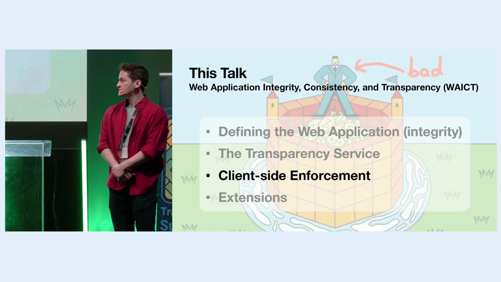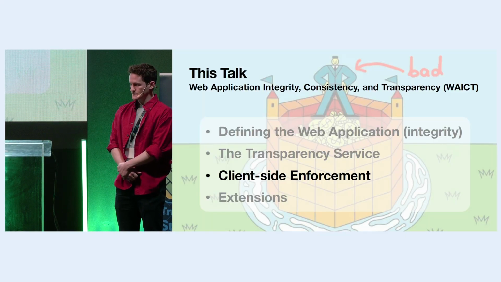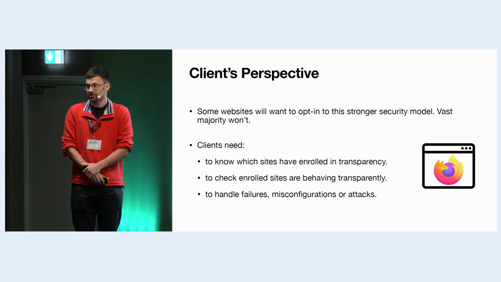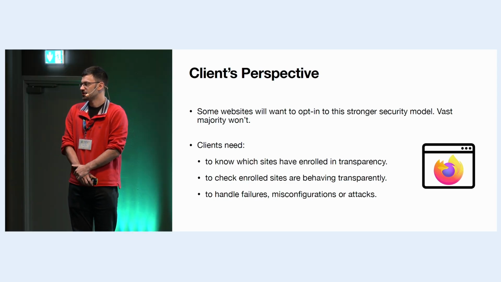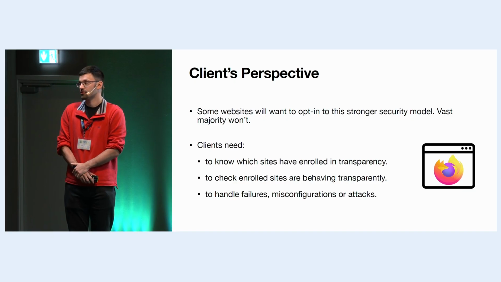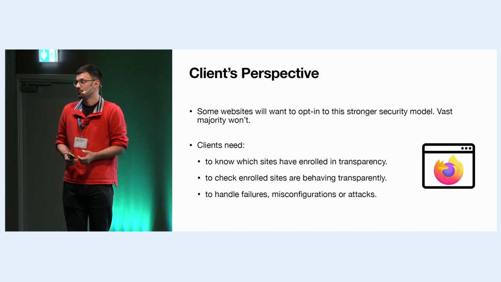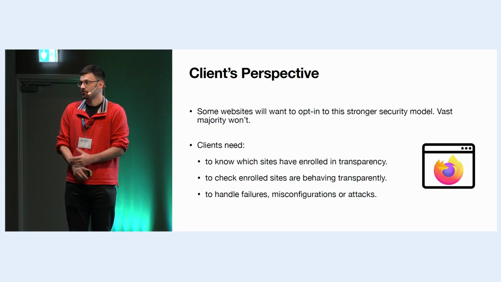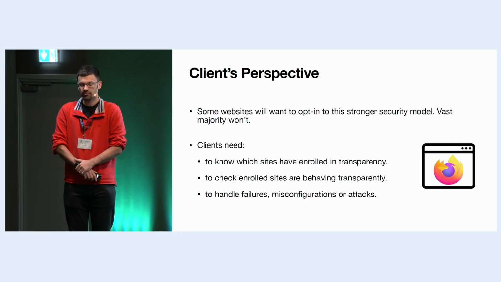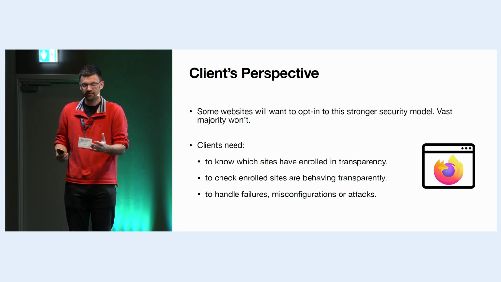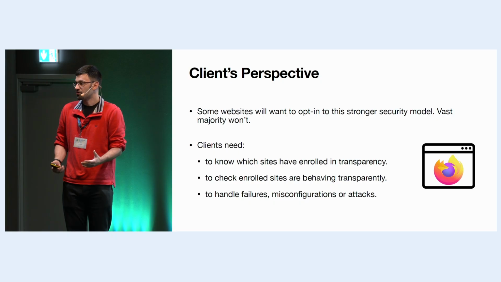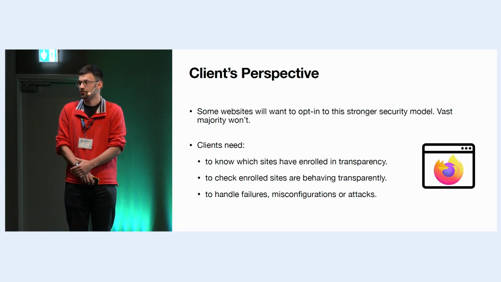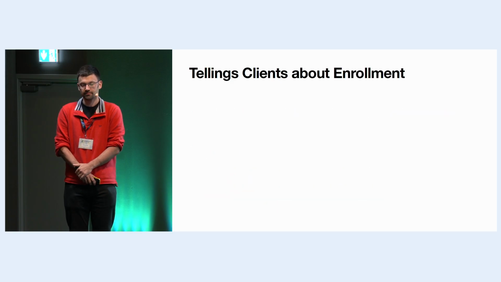Thanks, Michael. So, yeah, the client-side perspective on this is challenging. So obviously, some websites are going to want this stronger security model, but not all of them. So the first question is, how do clients know, how do browsers know which websites have been enrolled in transparency and that want this stronger security property? If they've been enrolled, how do they know that the website is presenting a transparent set of an application manifest? And when things go wrong, how does the client respond? What happens next? What's the recovery story for both websites and for users?